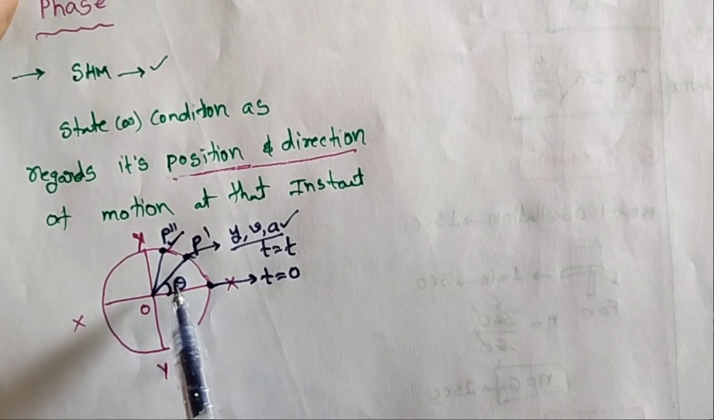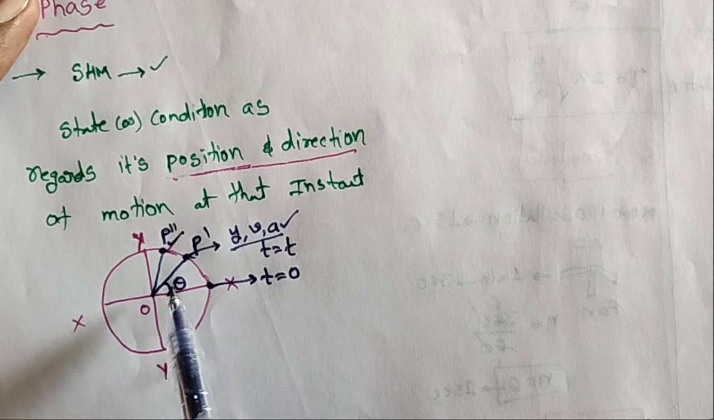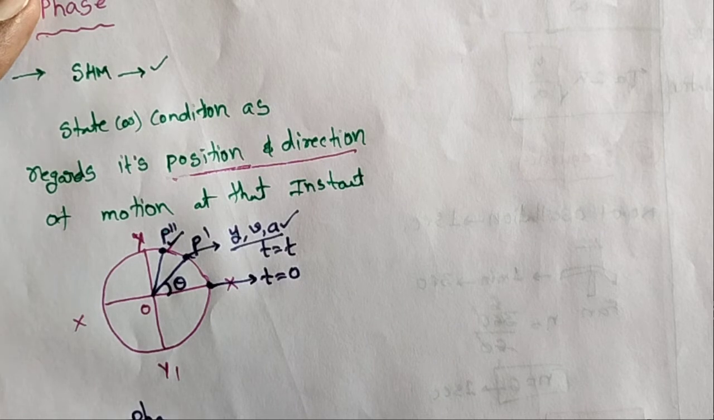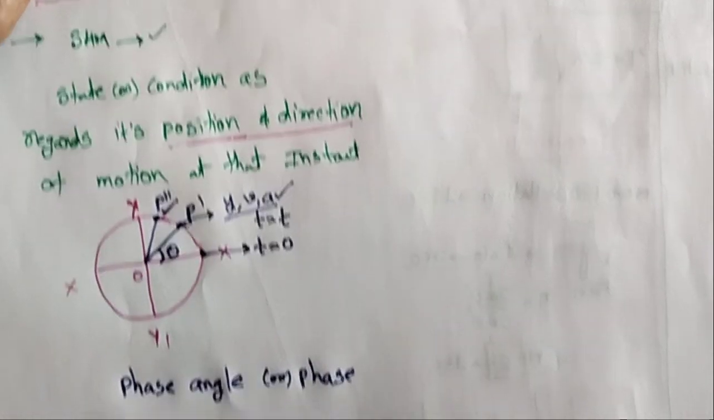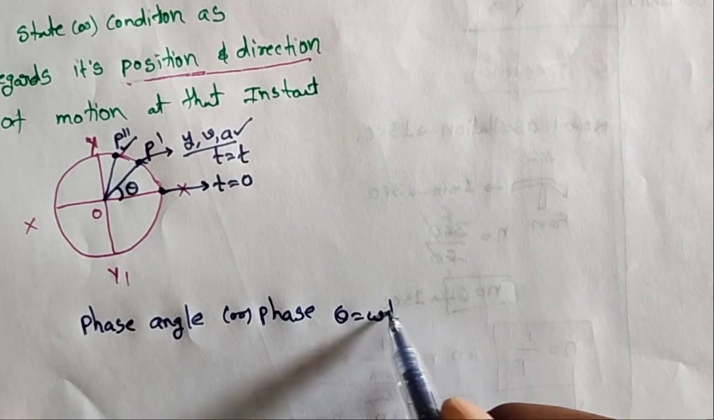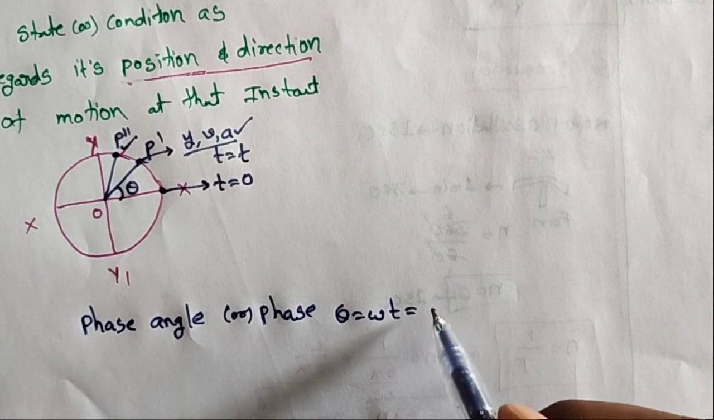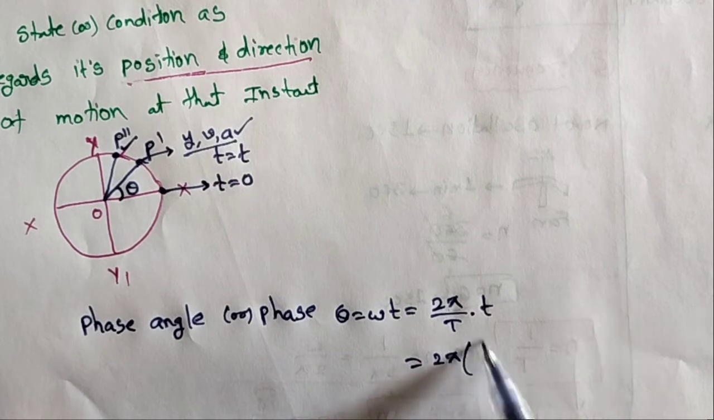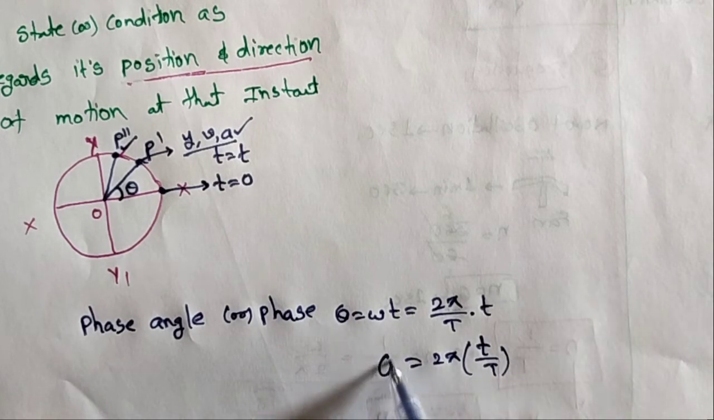So this is the angular displacement, theta. Theta is called the phase angle, or phase. So theta is equal to omega t, and omega is equal to 2 pi by capital T, into small t. So that is 2 pi into small t by T. So this is the phase.